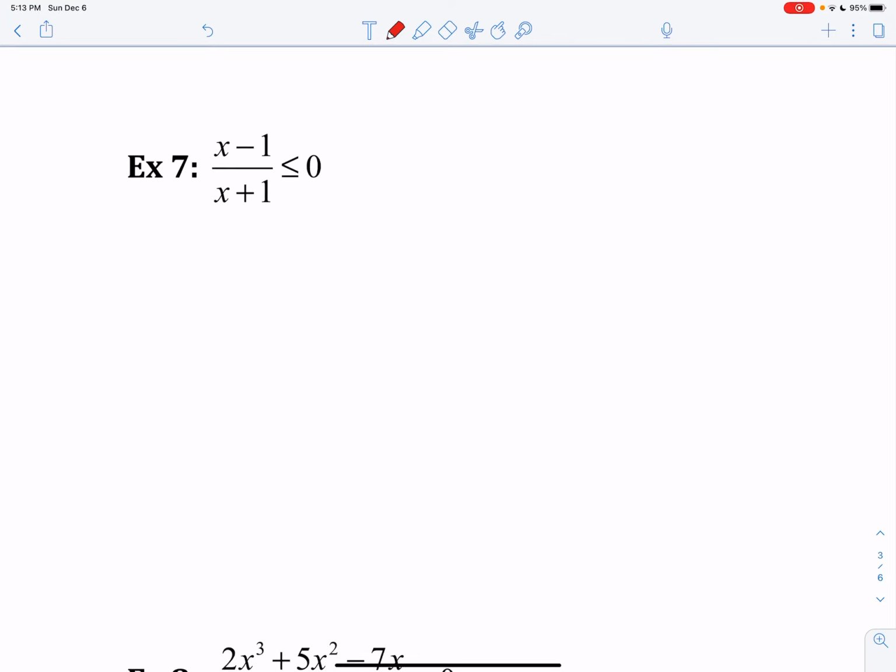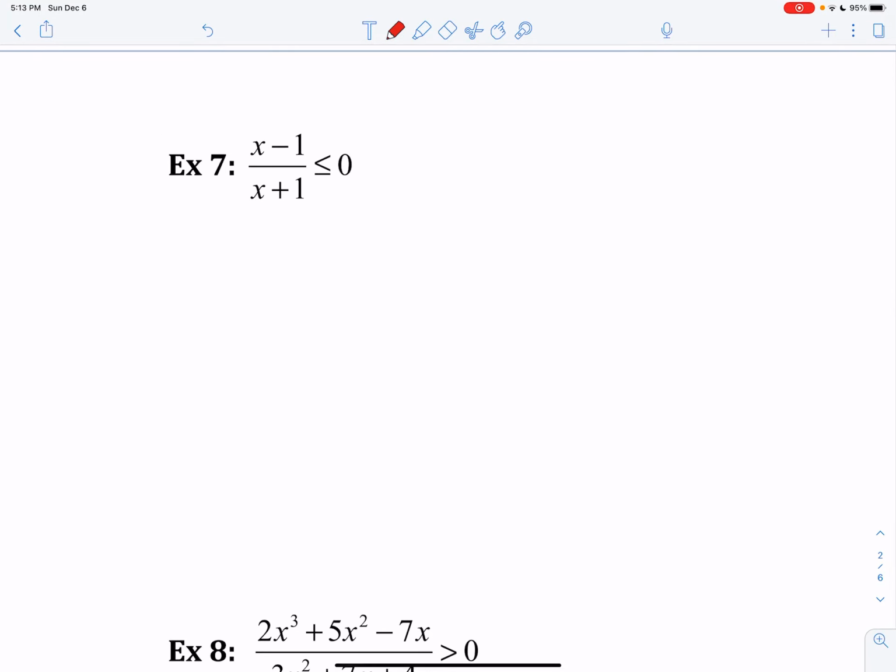Keep in mind with our x-intercepts, if it's a fraction, it is okay to have 0 in a numerator. So when your numerator is 0, your fraction equals 0. So our x minus 1 will equal 0 when x is 1. So we have an x-intercept at 1.